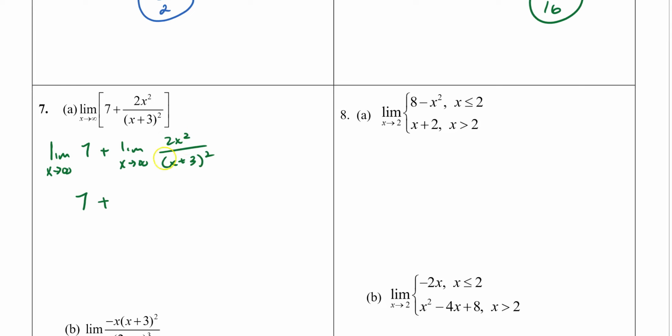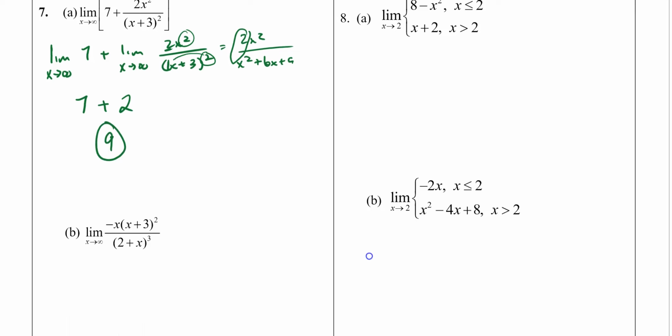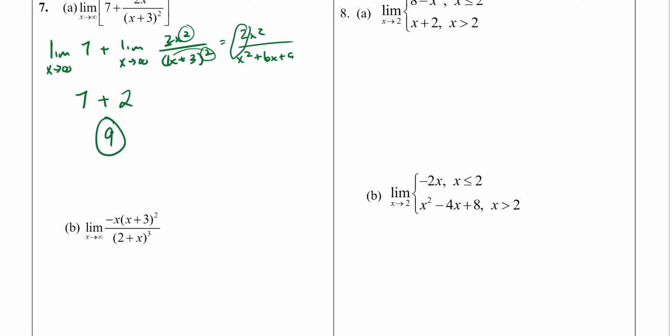In the second limit, we compare our powers. I've got squared, and this will eventually be squared as well. So I compare my coefficients, and I have a 2 and a 1. If you need to expand it out, you can. 2x squared over x squared plus 6x plus 9. And we can see our lead coefficients. So I get 2 over 1, which is 2, which gives me a limit for the function of 9.